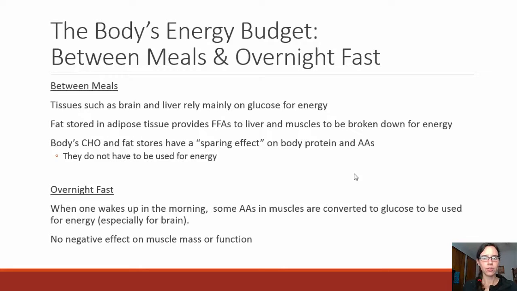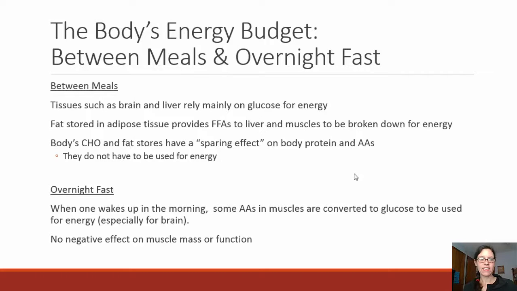Now we move on to between meals and overnight fast, the post-absorptive or early fasting stage. So between meals, the brain and liver can still rely mainly on glucose for energy. Our fat stored in adipose tissue can provide free fatty acids to the liver and be broken down for energy. And because our bodies are relying on carbohydrates and fats, we really have this sparing effect on our body protein. They don't need to be used for energy.